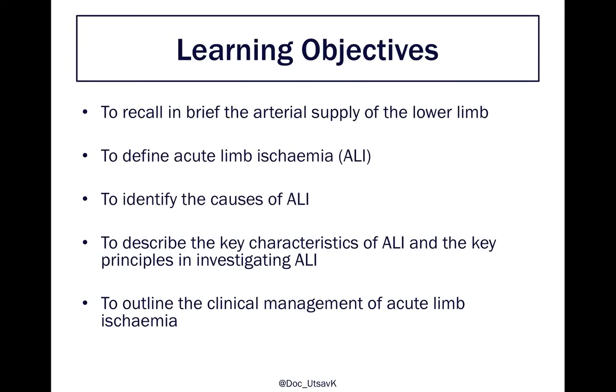So let's look at our learning objectives. We're going to briefly recall the arterial supply of the lower limb. We're going to define acute limb ischemia and identify the causes of it. We're going to describe the key characteristics of acute limb ischemia and the key principles involved in investigating it, and outline the clinical management of it.